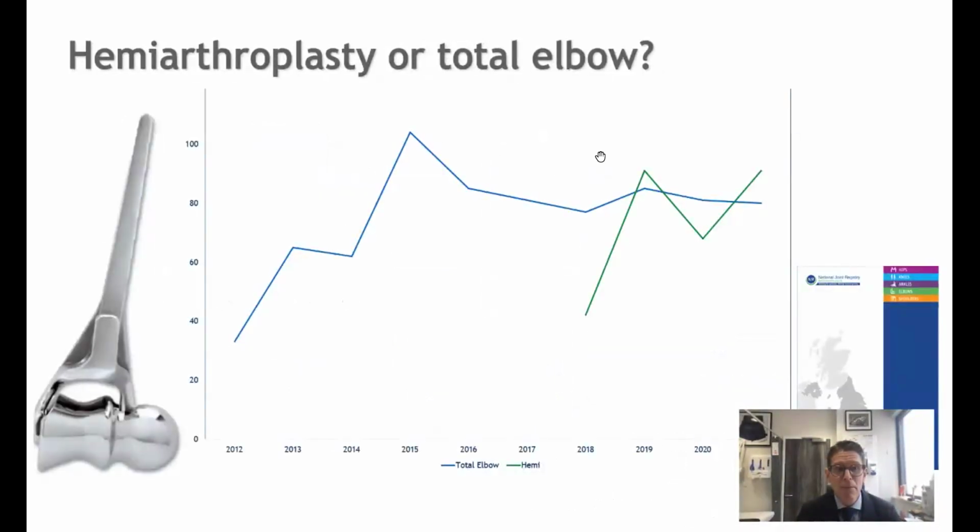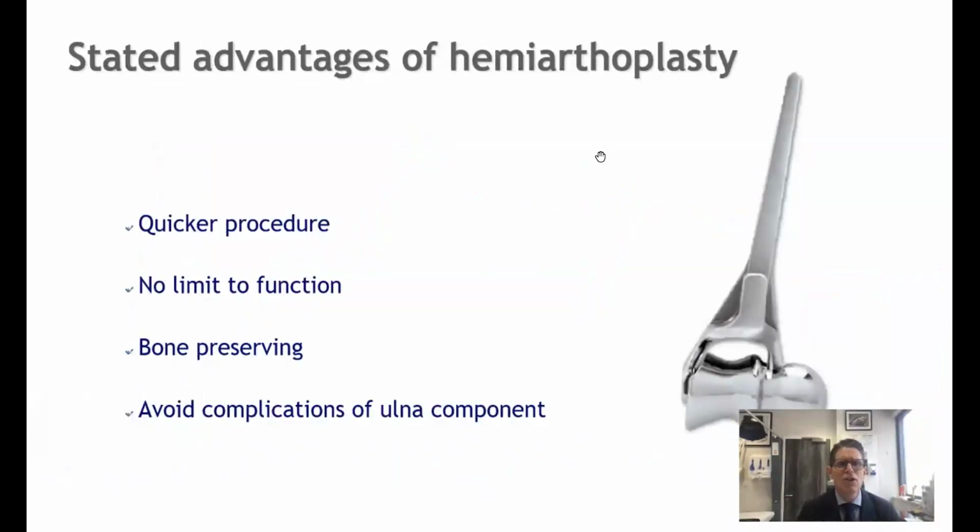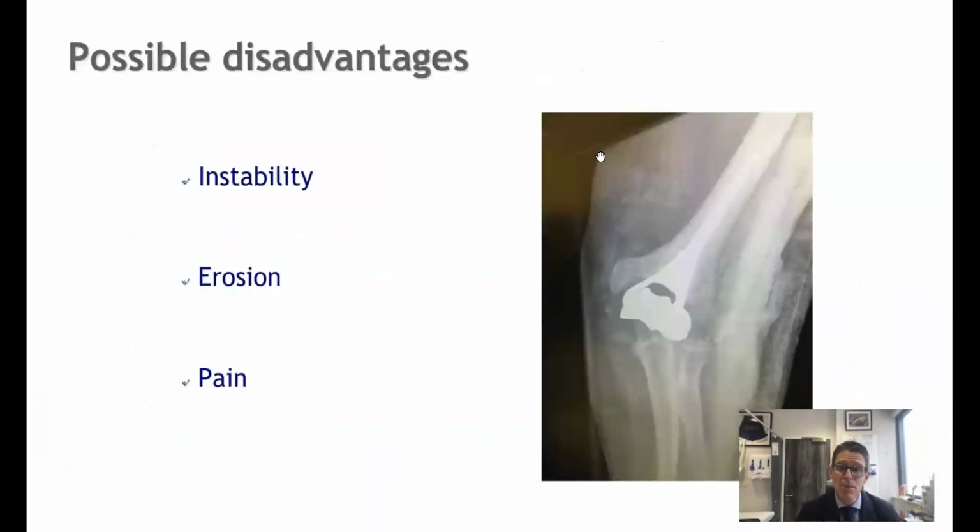So there's a newer alternative, hemiarthroplasty, which in the United Kingdom has overtaken total elbow replacement for treatment of distal humerus fractures, with more than 50% of arthroplasties being hemiarthroplasties. What are the advantages of hemiarthroplasty? Well, it's a quicker operation. It's stated that there's no limit to function after a hemiarthroplasty. It's bone preserving, and the other argument is that it avoids the complications of the ulnar component. But it has potential disadvantages too. There's possibly a greater risk of instability, certainly compared to a linked arthroplasty. We have seen problems of erosion of the greater sigmoid notch from a hemiarthroplasty. And there's the as yet undefined issue of ongoing pain after a hemiarthroplasty, which may be a lesser risk in a total elbow replacement.